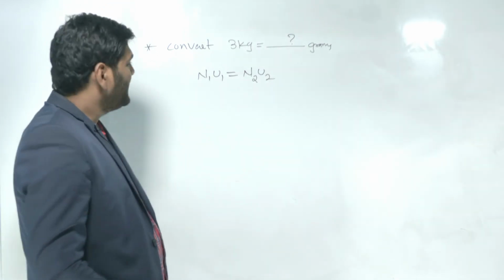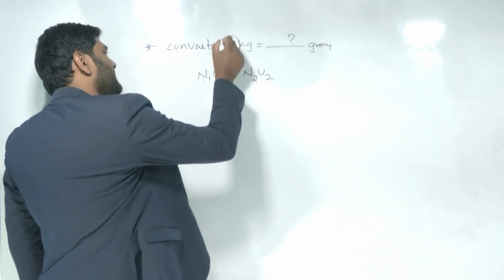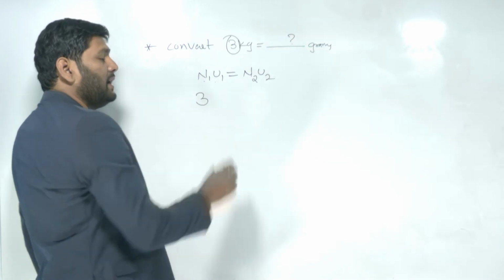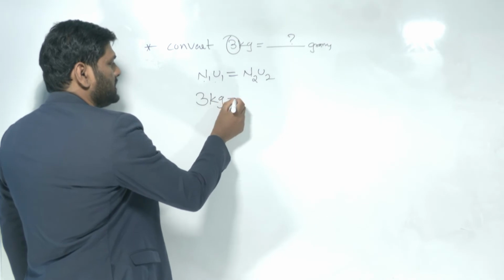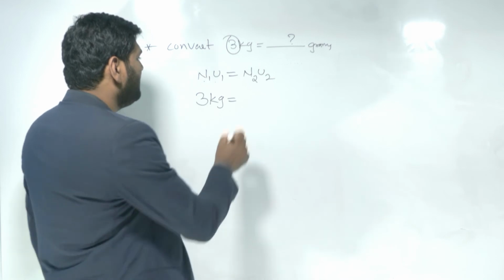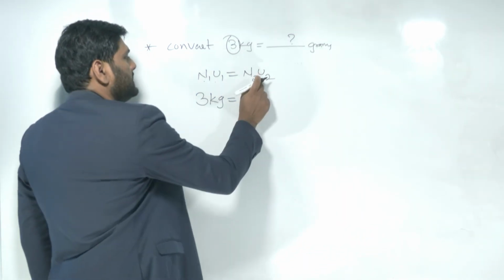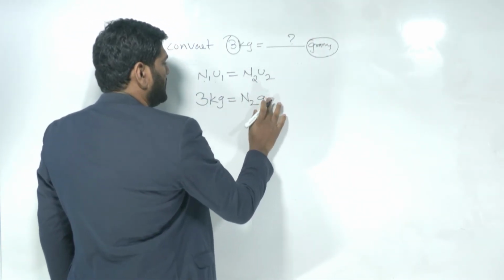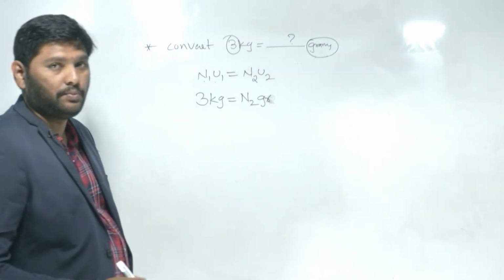Understand? So here N1, how much is the N1? This 3 kg, 3 is your N1. And what is the unit in the first system? Kg is in the first system. And N2 we don't know, isn't it? N2 value we don't know. You can keep it as it is. But what is the system you are asking here? Gram. So gram you can keep as G or GR, GR you can take simply.